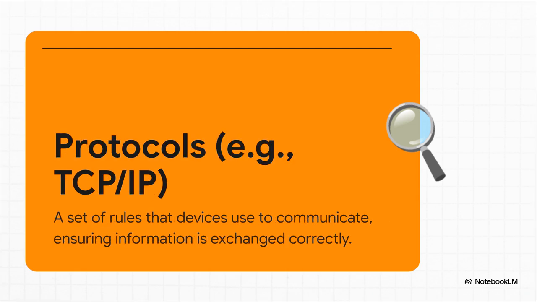So you might be wondering, how do all these different devices made by all these different companies all speak the same language? Well, they do it through something called protocols. You can think of these as the official rules of the road for the internet. And the most important one is called TCP/IP. It's the set of rules that make sure all this data gets packaged, addressed, sent, and received the right way every single time.